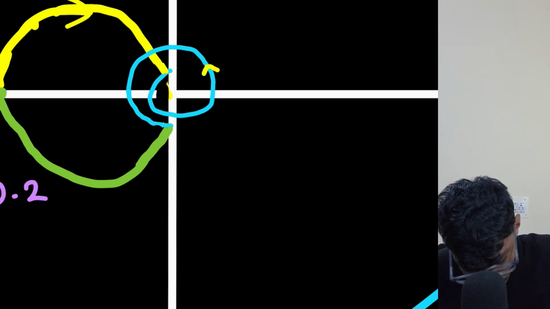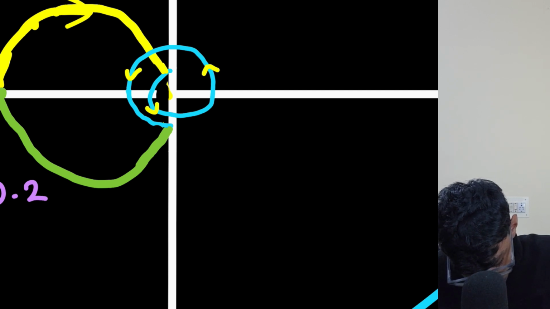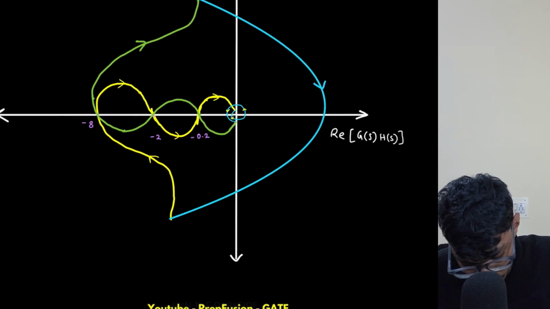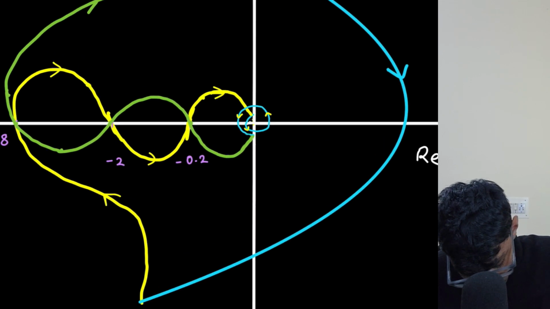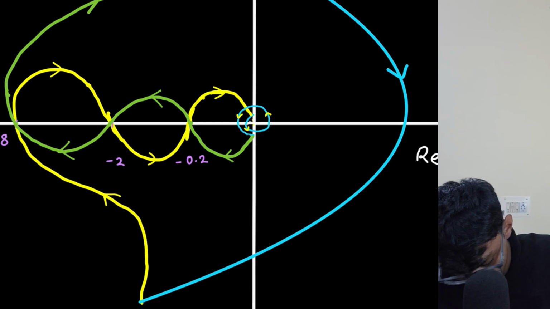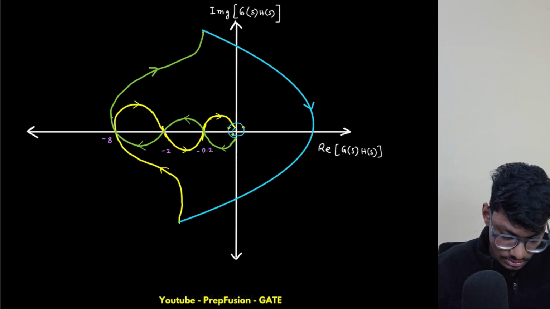So this will be in the anti-clockwise direction, right? Here I have the axis. Okay, so it will be something like this. Now the direction of this mirror image will be something like this, okay, in the clockwise direction. And yeah, this is it, right?